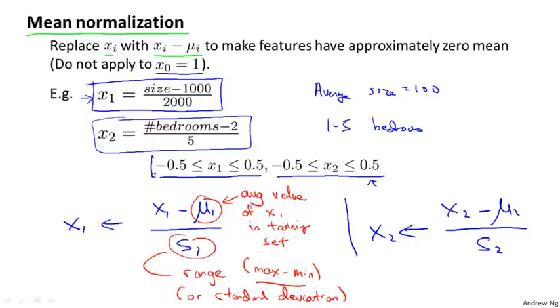And by the way, for those of you that are being super careful, technically, if we're taking the range as max minus min, this 5 here would actually become a 4. So if max is 5, min is 1, then the range of bedroom values is actually equal to 4. But all of these are approximate, and any value that gets the features into anything close to these sorts of ranges will do fine. The feature scaling doesn't have to be too exact in order to get gradient descent to run quite a lot faster.